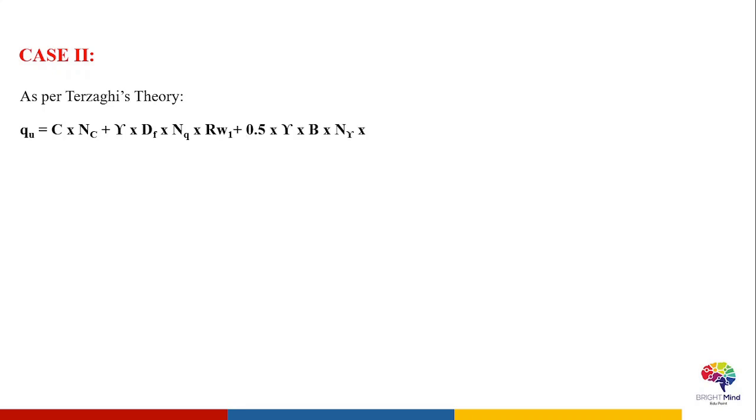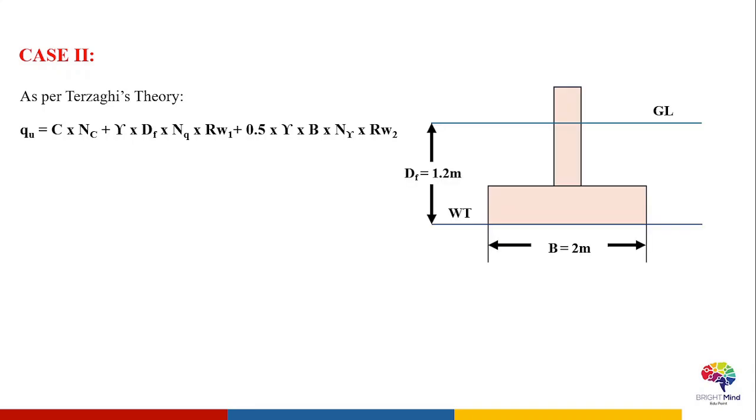Now we'll look at the next case where the water table is 1.2 meter below the base of the footing. Again, as per Terzaghi's theory, the equation will be written for the ultimate bearing capacity, that is C into NC plus gamma into dF into NQ into RW1 plus 0.5 into gamma into B into N gamma into RW2. In this case again, the first term C into NC will be considered as 0. Now in the next scenario, the water table is exactly at the base of the footing. So here ZW1 value and ZW2 value is to be considered.